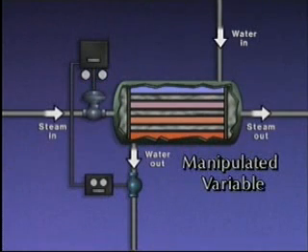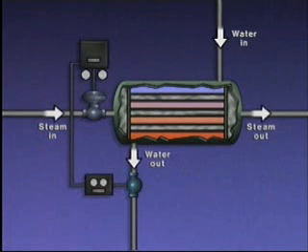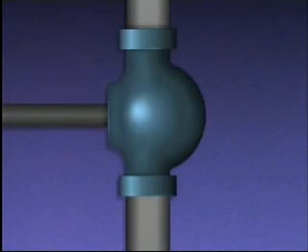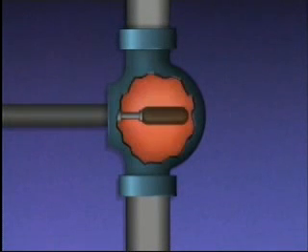The manipulated variable in this system is the inlet steam flow. That is, the steam flow to the heater. It's adjusted to keep the outlet water temperature at set point. The primary element in this feedback control system is a temperature sensing device in the outlet water line. More specifically, the device is a temperature sensing bulb, which contains a gas.